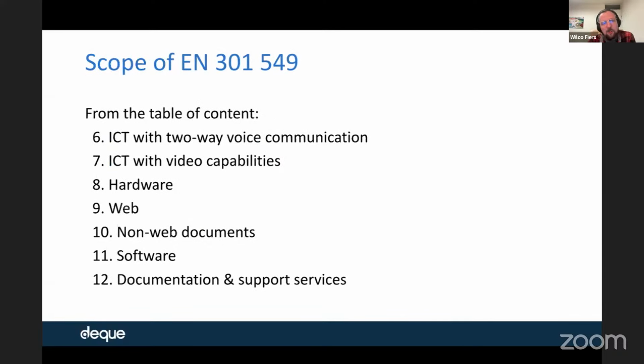So specifically what's in scope, the best thing I found in 301 549 is a table of contents, which really clearly lays out what's in scope. It starts in chapter 6, ICT for two-way voice communication, which can be software, it can be web, it can be hardware. ICT for video capabilities. There's hardware. Chapter 9 is web, but then you've got non-web documents, so your Office formats. You've got software. And then there is documentation and support services. So it's not just the hardware and the software itself, it's the documentation that comes with it that has accessibility requirements written around it. So it's really broad in terms of what's covered by that.